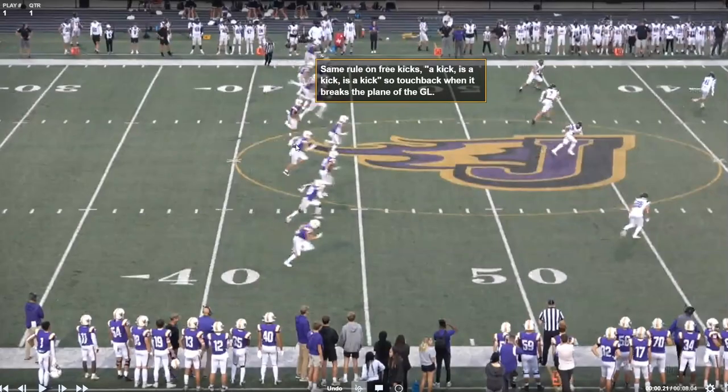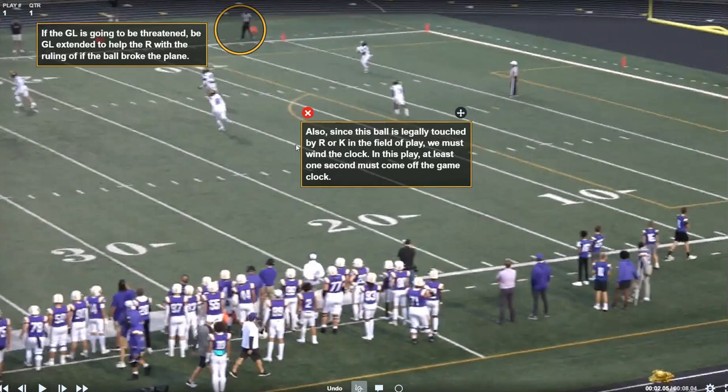Next one, same rule on free kicks. A kick is a kick is a kick, so it's a touchback when it breaks the plane of the goal line. Let's take a look at this one again. Before we get to that point, remember, if that goal line is going to be threatened, we want our wings to be on that goal line, on that pylon extended, again, watching to see if that ball breaks the plane. Okay, so we cheated up here to about the 2-yard line, and we want to be right on that goal line, so we're looking perfectly across.